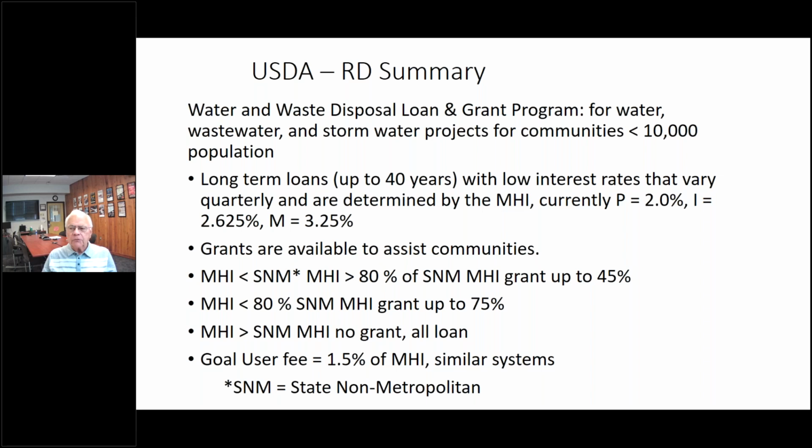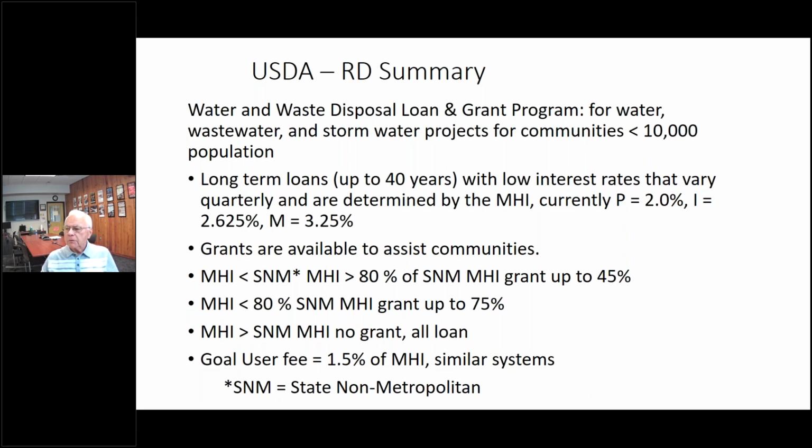That goal user fee, 1.5% of median household income. So 80% of the state non-metropolitan median household income. Let's take an example. If the state non-metro median household income is $50,000, then the median household income for the community is $40,000. If the median household income is greater than $40,000 and less than $50,000, then a possible grant can be up to 45%. If the median household income is less than $40,000 in the community, then a possible grant of up to 75%. If the community median household income is greater than that state median household income, then the market interest rate of 3.25% as currently, and there's no grant assistance.